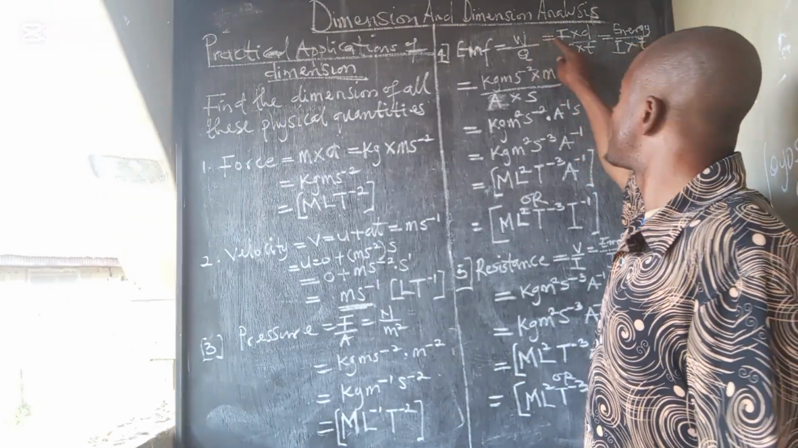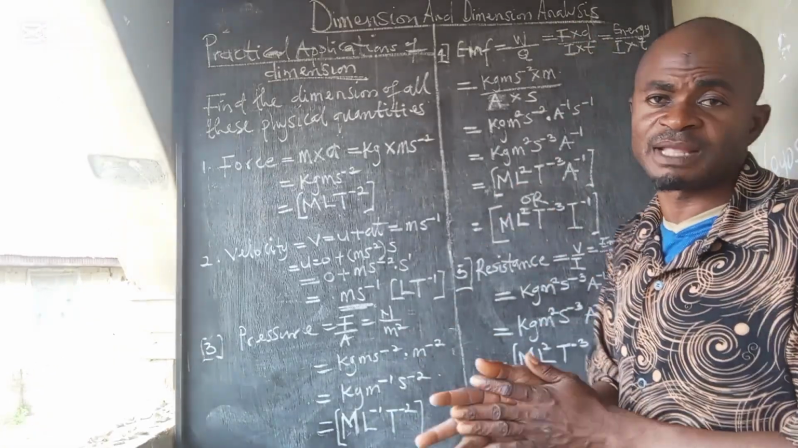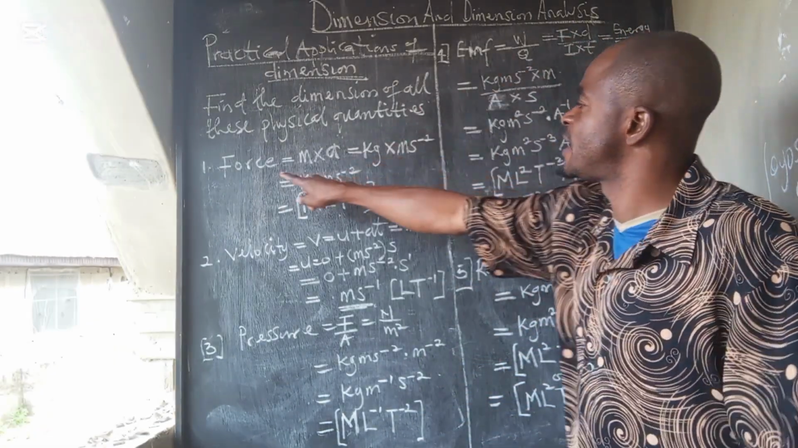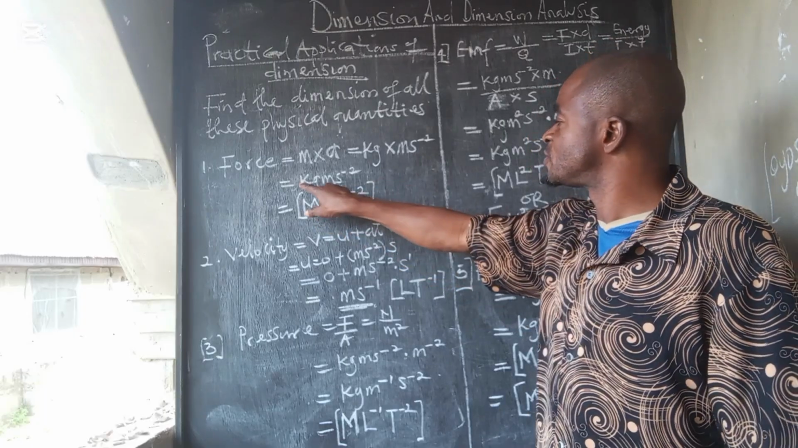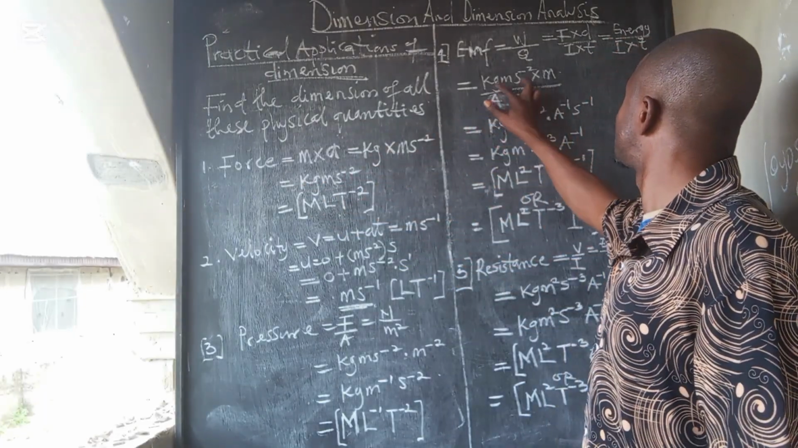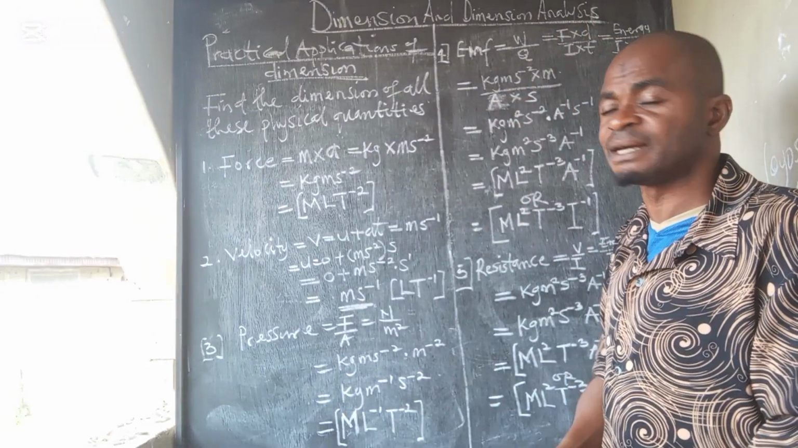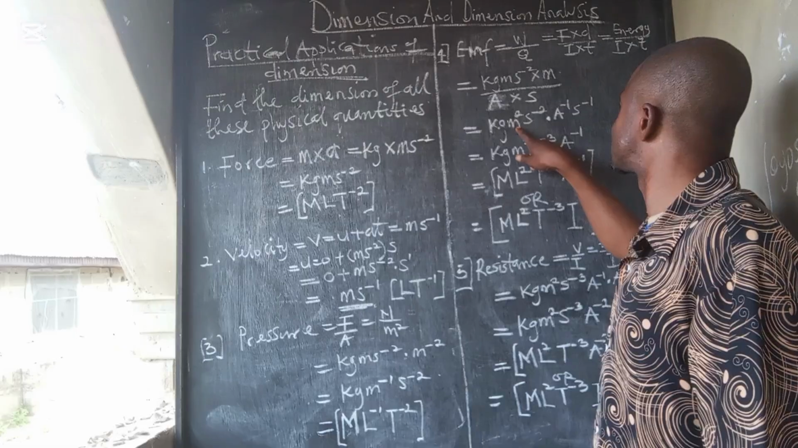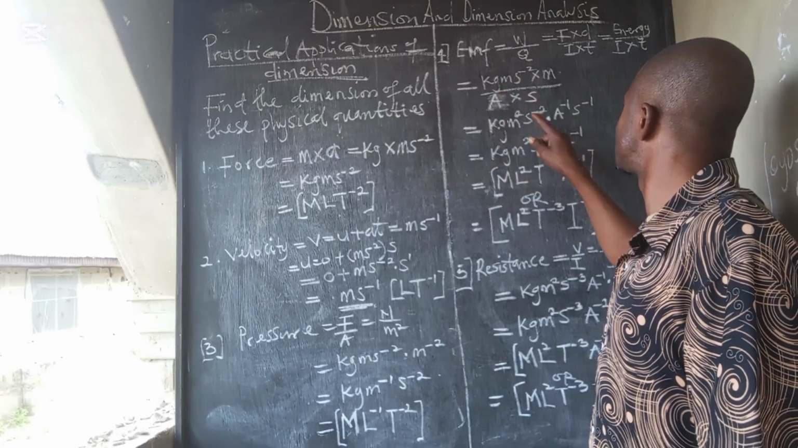What is work? Work is force times distance. Don't forget that I said that force is here. Then what is the unit of force? Kilogram meter per second square. Therefore, you have it here. Distance is in meter. Then you multiply it with meter. Meter times meter is meter square. Kg is here. Then s minus 2.